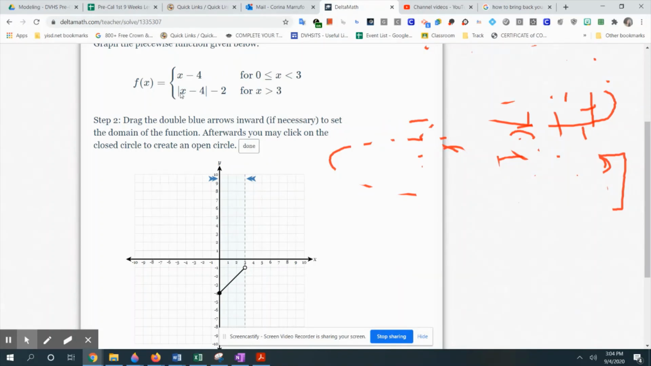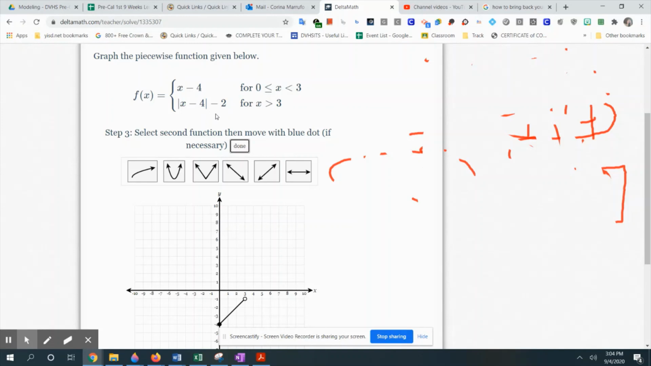Next, this is the absolute value of x minus 4. Sorry, I forgot to click done. Minus 2. So this is my absolute value function. So we're going to use this one. Now the minus 4 inside with the x is going to translate us 4 to the right. And then the minus 2 is going to move us down 2 units. Okay, so now that I fixed my graph, I'm done.